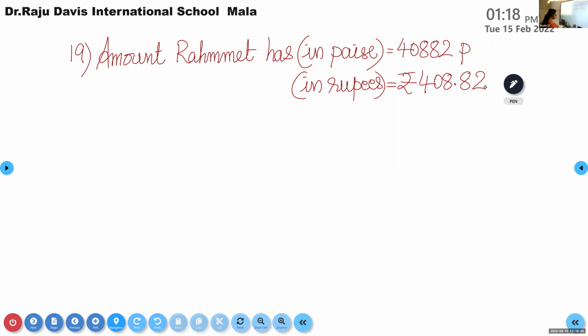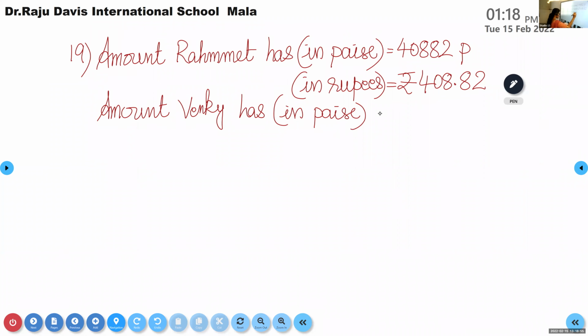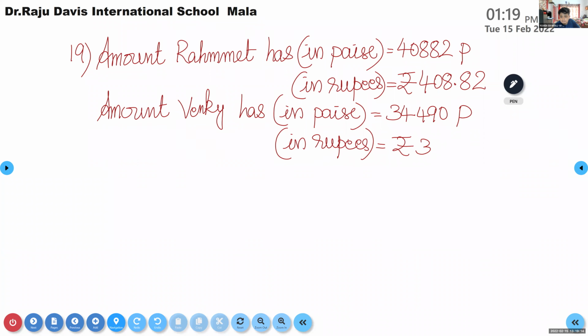Now, next statement and the conversion. Yes, ma'am. Next statement here, amount Venki has. In paise, the amount is given as 34,490. Yes. When you convert into rupees, in the next line write in rupees. What will be the amount? 344.90. Yes, good. Now at last, we will compare.